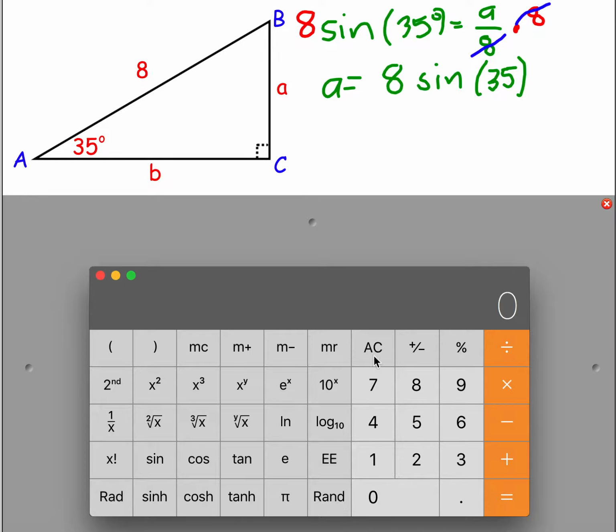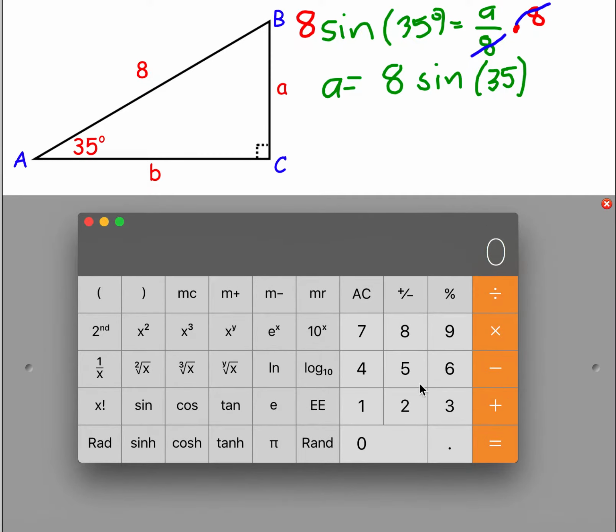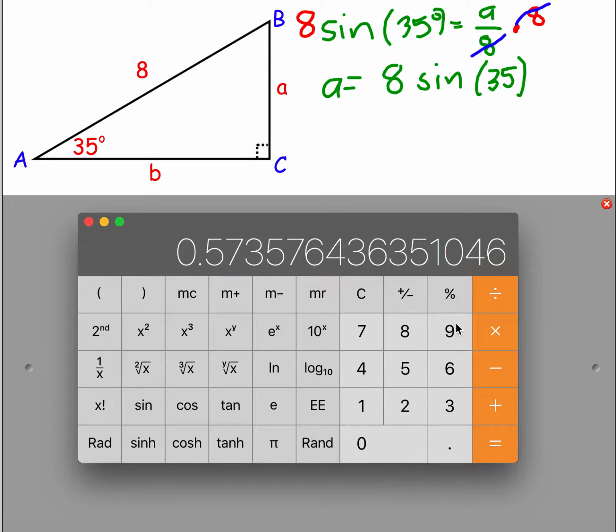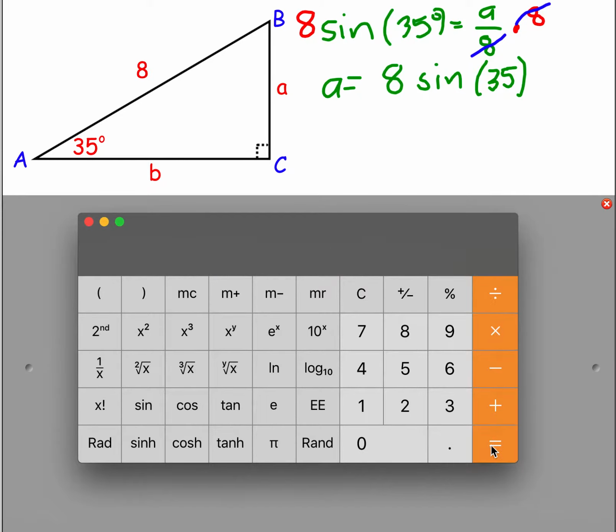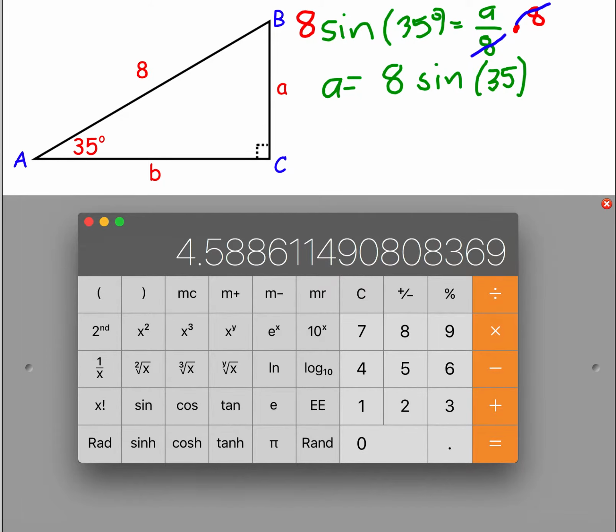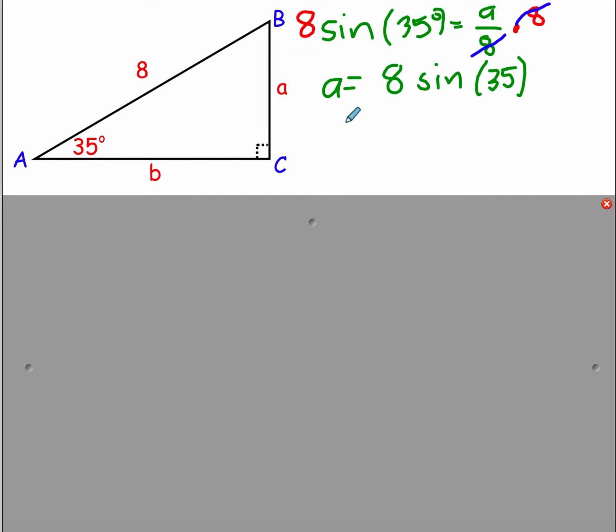Okay, so I'm going to pull up my calculator again, and you should type it in your calculator just like this. It's going to look a little bit different on my screen, but I'm going to find the sine of 35, and then multiply that by 8, and what I get, rounded, is 4.6. That A is 4.6. And there we found a length for A.